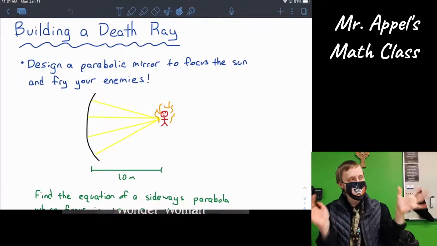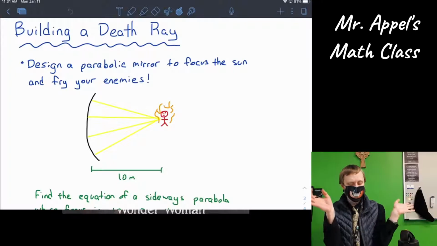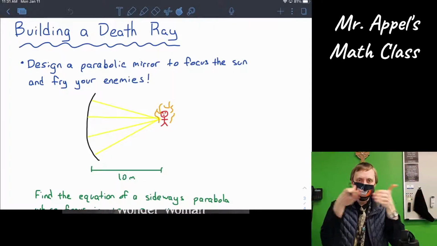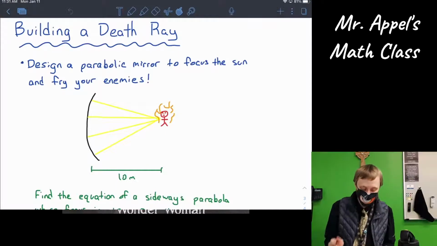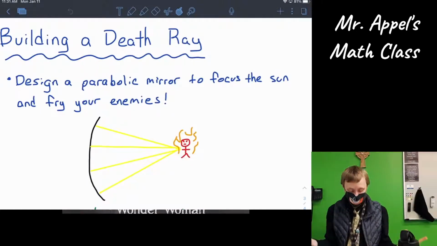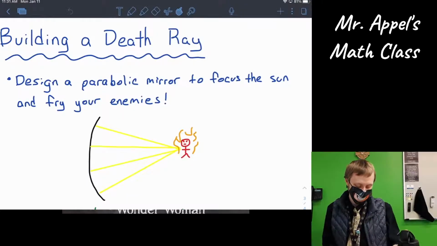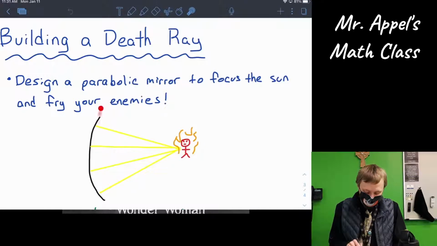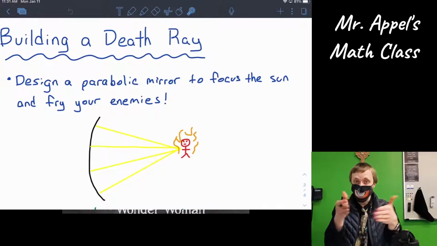I hear that there is such a curve out there that takes incoming rays and redirects them all to a single point. That is a parabolic curve, right? Thus, if you wanted to build a death ray, because you're a mad scientist, or you just made poor choices in life and have lots of enemies that need frying, right? You could construct a parabolic mirror, and all of the rays of the sun coming in get bounced and reflected, focused in on that single point.